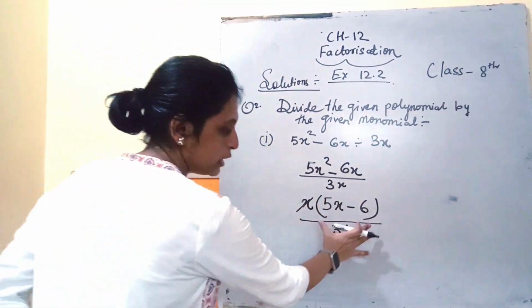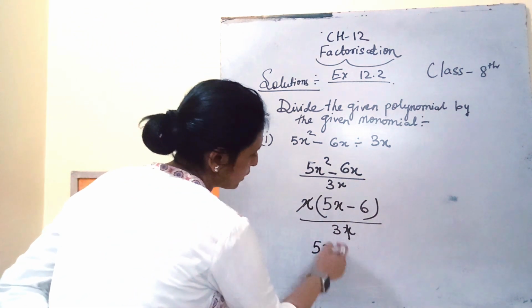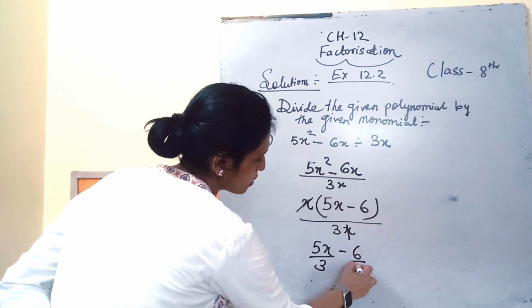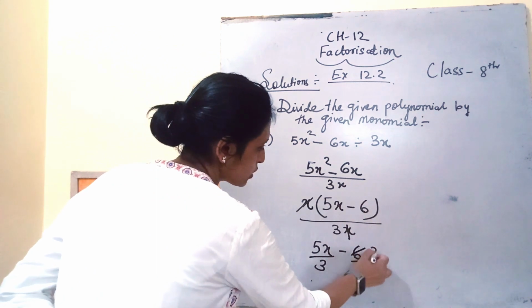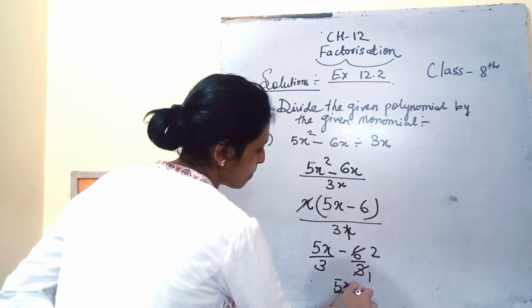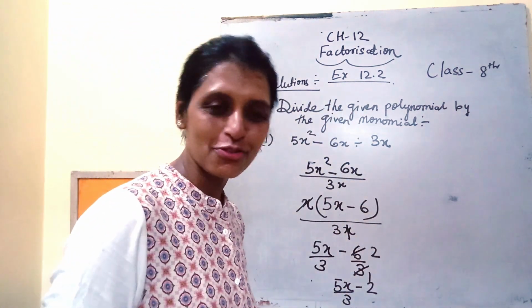You can leave it till here only, or you can write it like this. 3 is the denominator of this term also and of this term also. So 5x upon 3 minus 6 upon 3; 3 twos are 6. So it is 5x upon 3 minus 2. So children, this is the solution of the first part.